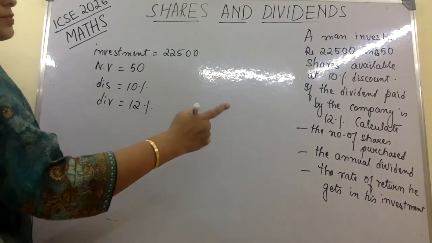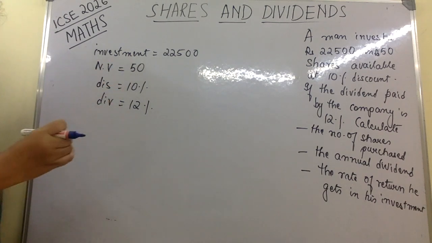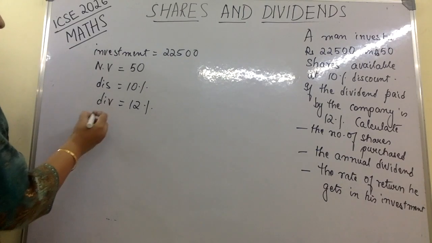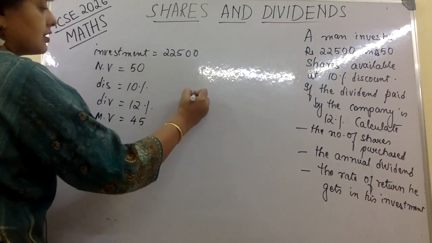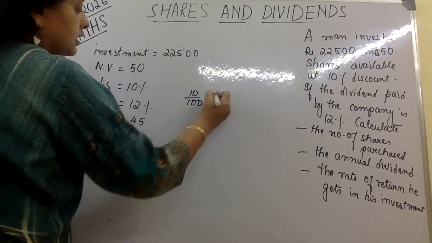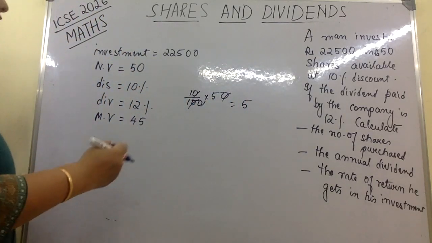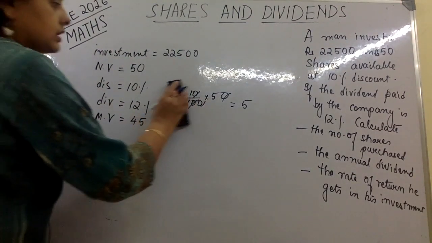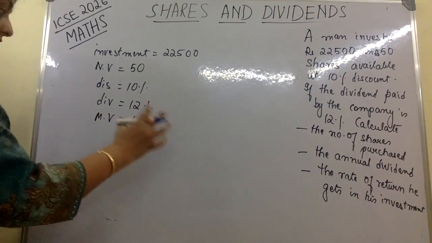Okay, number of shares purchased, how many shares did he purchase? Nominal value is 50 but discount is 10%. So if the discount is 10%, then immediately you can say that the market value of each share is rupees 45. If you want to show the calculation, 10% of rupees 50, you get rupees 5. Subtract it from 50 rupees, you will get your rupees 45. So rupees 45 is our market value for the person.